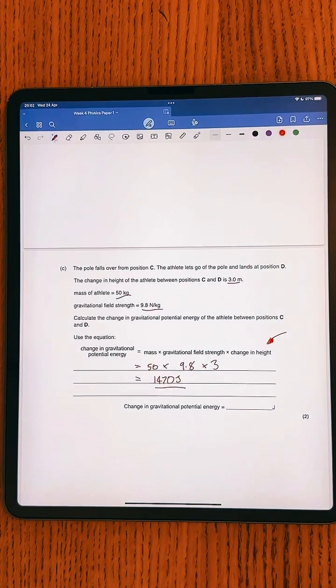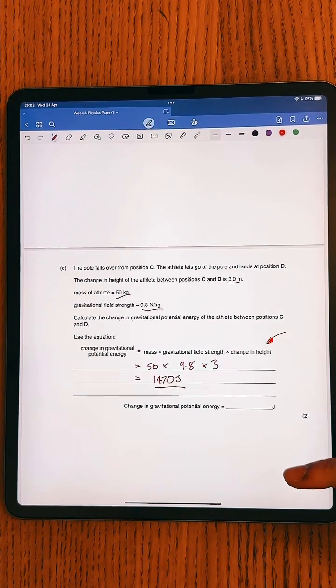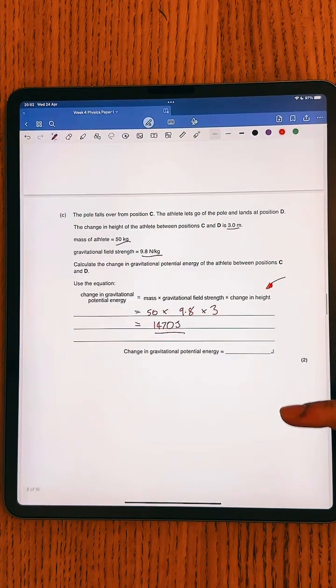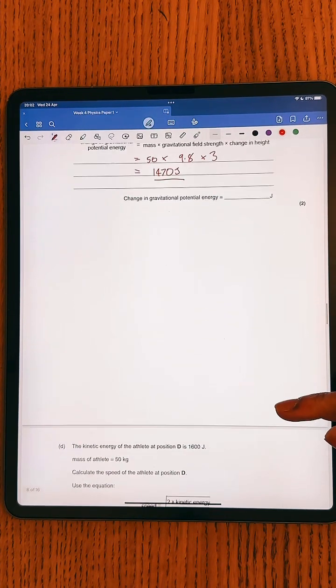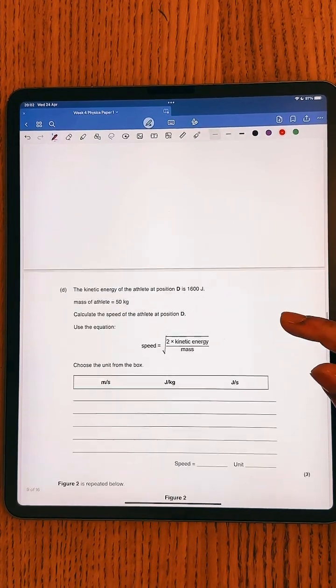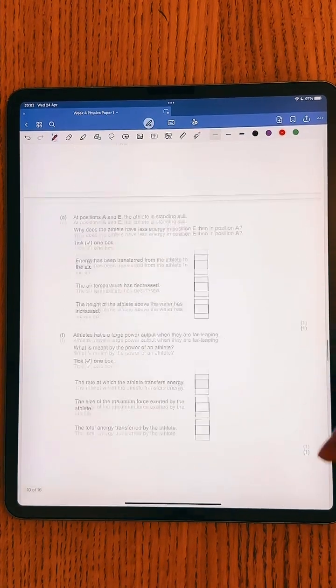1,470 joules. Well done, guys. Okay, I think that's question 2 done. Oh no, still got one more in question 2. Oh, no, we got more.